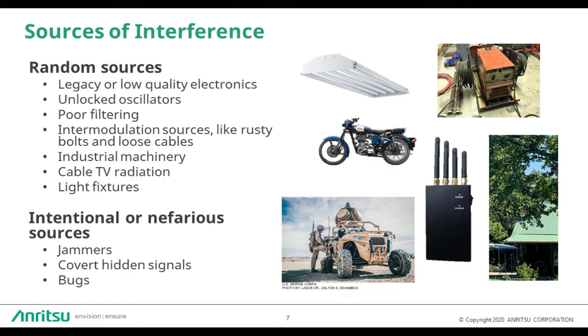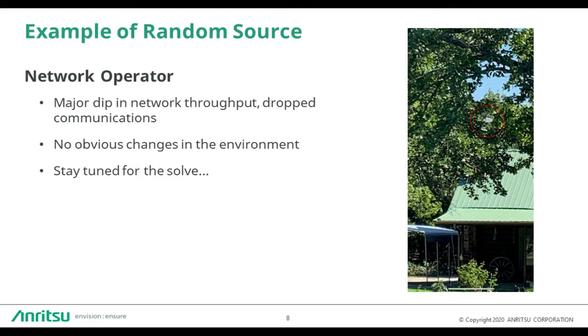Intentional or nefarious, these are things like radar jammers. You may have covert signals that are hidden within other signals. So somebody may be transmitting within an LTE band, for example, or just general bugs where, if you have a controlled room, somewhere where you're communicating top secret information, you can find that there may be bugs hidden in the spectrum in those areas as well. So those are typically the sources of interference.